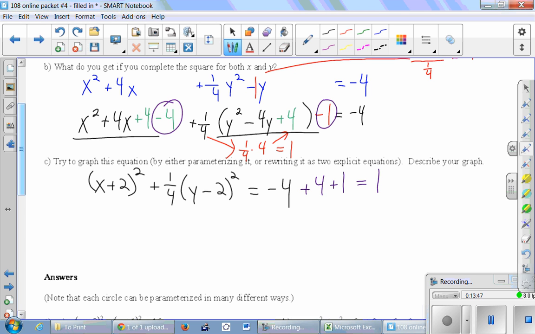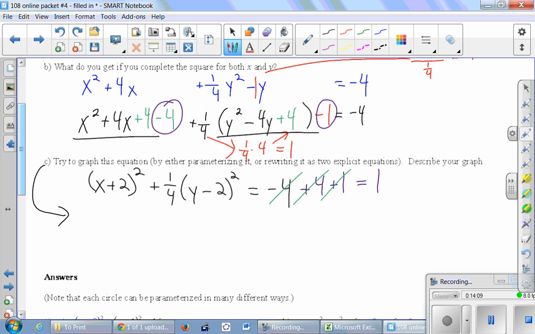C, try to graph this equation by either parameterizing it or writing it as 2 explicit equations and describe your graph. Okay, so let's do that here in part C. So in order to graph on our calculator, we need to solve for y. So unfortunately, that's a bunch of work, but let's do it. So I'm gonna put a little line through here to ignore that.